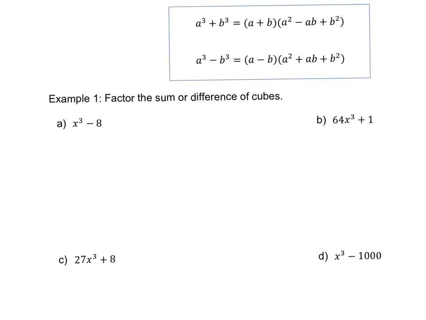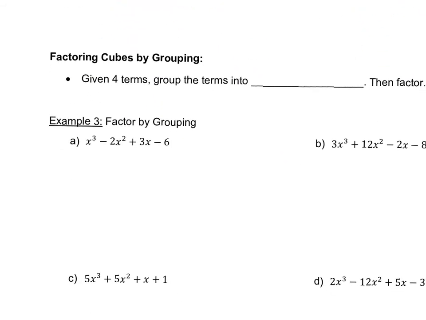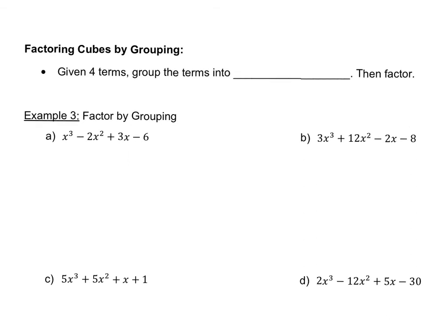But if you don't have two terms and you have more terms, you might want to consider factoring by grouping. So you only use this method if you're given 4 terms. And what you do is group the terms into 2 pairs. And I'll show you how to do it. So once you group them up into 2 pairs, you're able to factor them by doing something similar and factoring out the GCF. All right, let's start with this one here, part A.